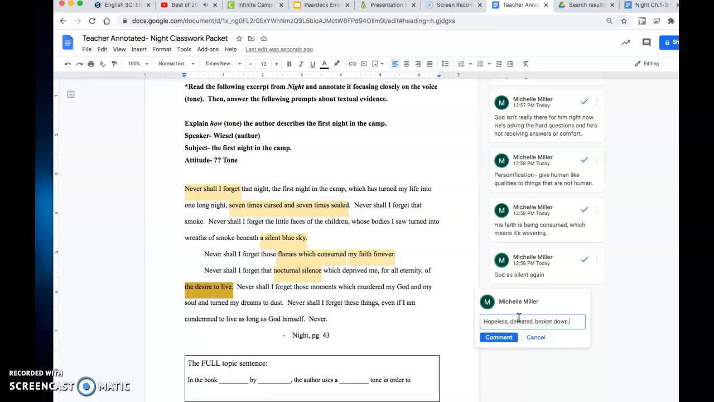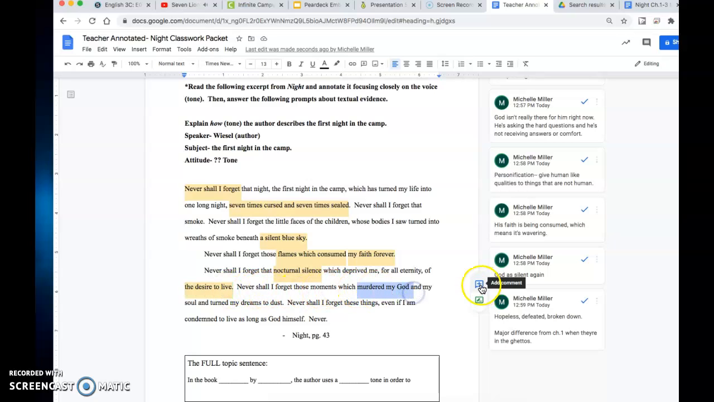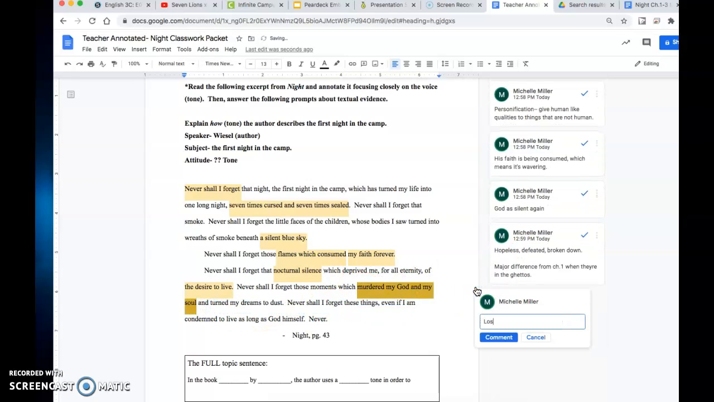And it's quite the stark difference from chapter 1, when they're in the ghettos. Right? In the ghettos, they're like, oh, it's only going to be a short amount of time, and we're hopeful that it'll be quick. And now he's seeing what Moshe the Beadle had been warning them about the whole time. Never shall I forget those moments which murdered my God and my soul and turned my dreams to dust. Loss of religion, right? And this would be huge to Elie Wiesel.